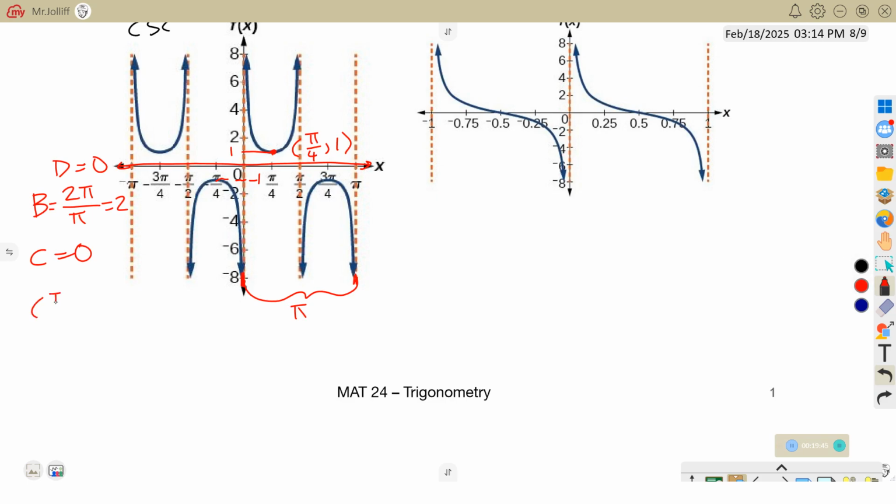I'm using pi over 4, comma 1. I'm starting with the equation y equals a cosecant bx minus c plus d, and I'm plugging the numbers in. So what am I plugging in for y? 1. Perfect. y is 1. A is the thing we don't know, times cosecant. Our b is 2, and our x is pi over 4. C and d are both 0.